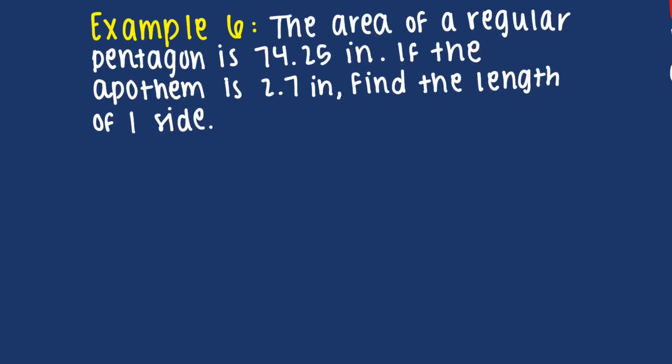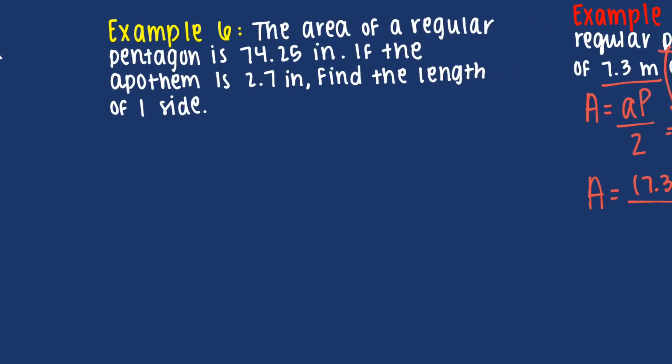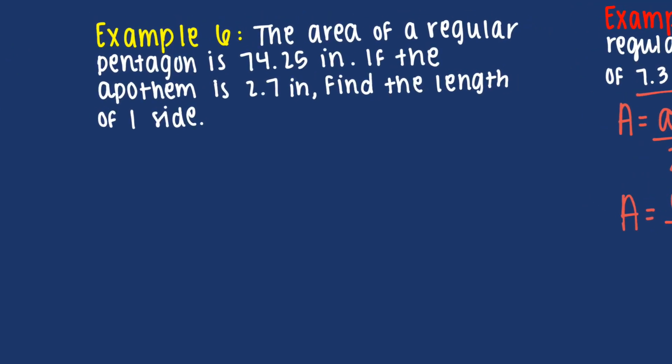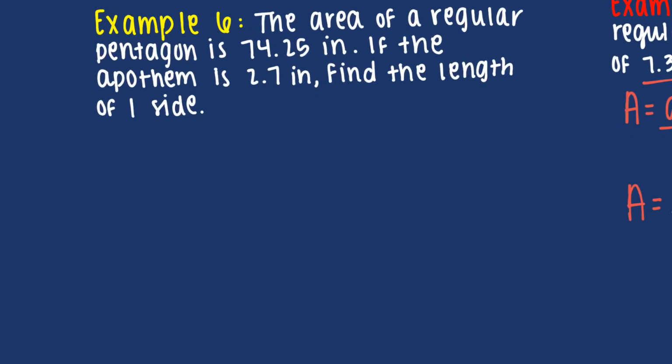If the apothem is 2.7 inches, find the length of one side. These are the word problems and examples that have really been stumping people. So I am going to show you how to do these. These are working backwards, and for some reason we're not too hot in that area.